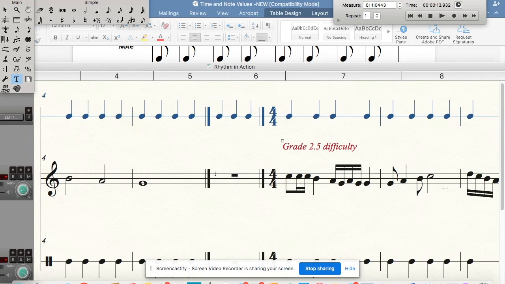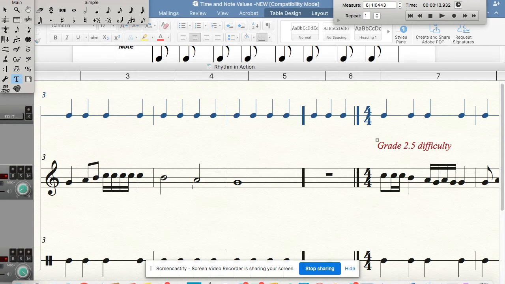In measure 4, I probably heard, and I know it's there in some of you, there's a tendency to want to rush those half notes. Don't rush the half notes.